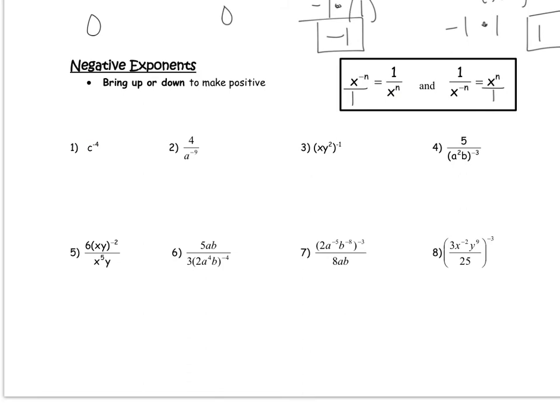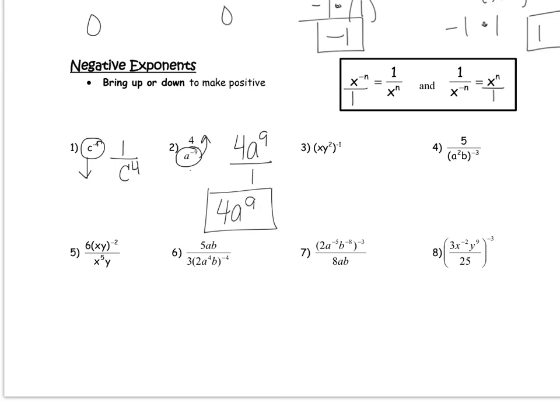So let's look at this guy. C to the negative 4. All I need to do is say, okay, this thing's negative. Got to bring it downstairs and it becomes positive. But you can't just bring it down and not put a 1 on top. There has to be something there, otherwise it won't be accurate. So number 2, we're going to bring this guy upstairs to make it positive, and the placeholder would be a 1. So bring it positive, 4a to the 9 over 1, or just 4a to the 9th.